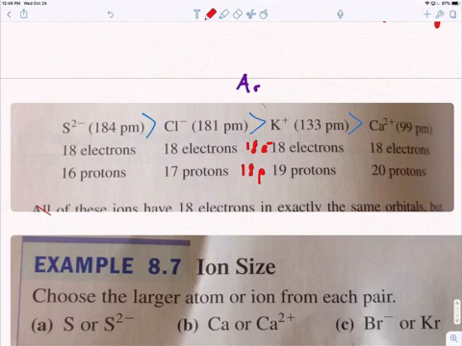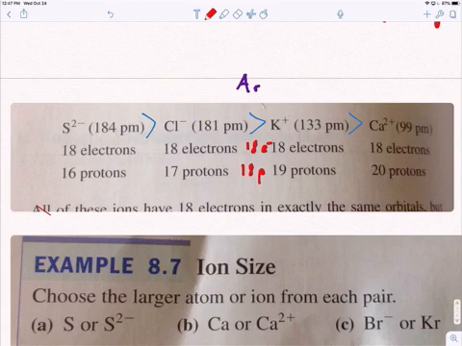This is known as isoelectronic atoms and ions. So isoelectronic means same electrons. So iso, same, electronic. So sulfide has 18 electrons, chloride has 18 electrons, argon has 18 electrons, potassium has 18 electrons, calcium plus has 18 electrons, potassium plus 18, calcium plus 2, 18.